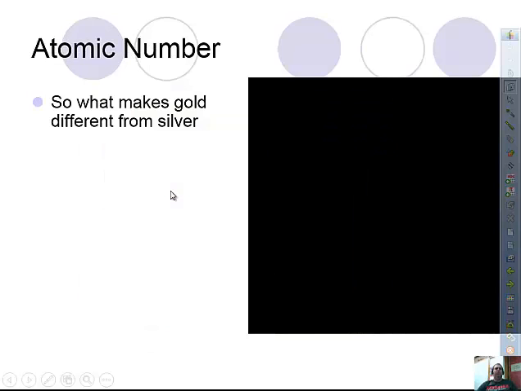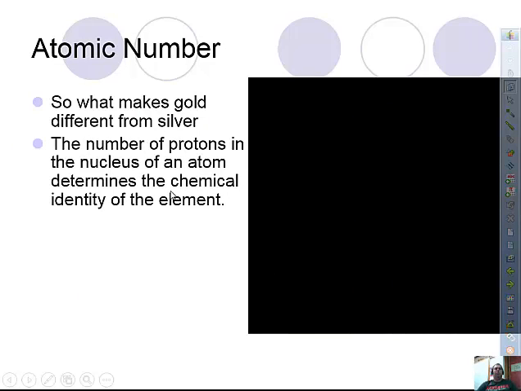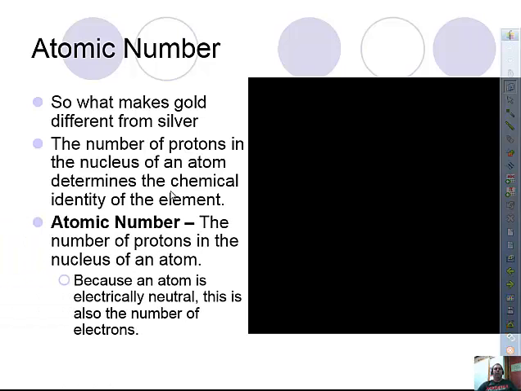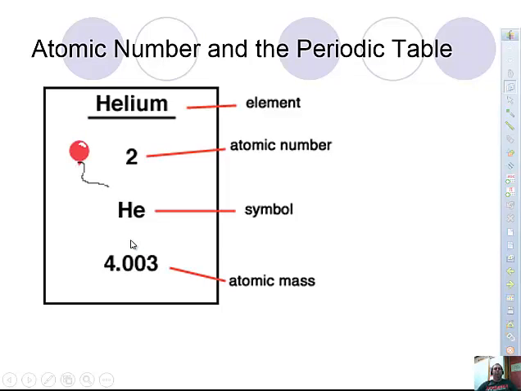So what makes gold different from silver? Again, the number of protons in the nucleus of an atom determines the chemical identity of the element. The atomic number, that's the number of protons in the nucleus of an atom. Because an atom is electrically neutral, for this chapter and this chapter only, this is also going to be the number of electrons.